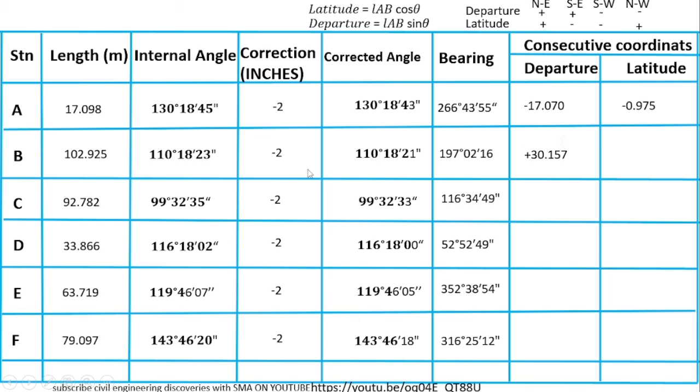For the next station, B, the departure will be L sin theta and the latitude will be L cos theta. We will use this method for all the departures and latitudes. If the bearing comes in the NE quadrant, for the departure we will use the plus sign, and for the latitude we will also use the plus sign. So these are the rules, and these are the departure and latitude of stations A, B, C, D, E and F.